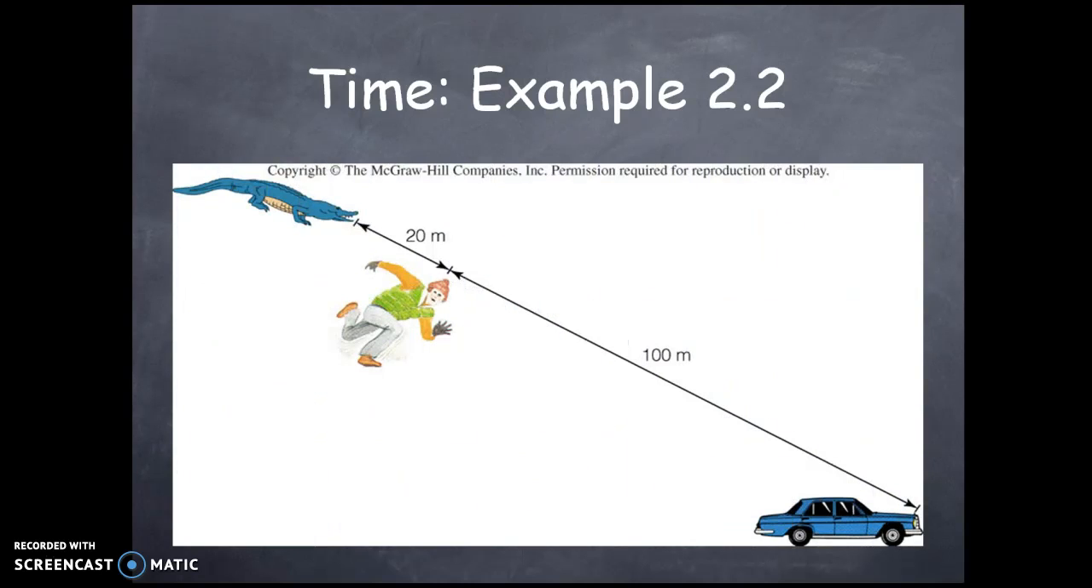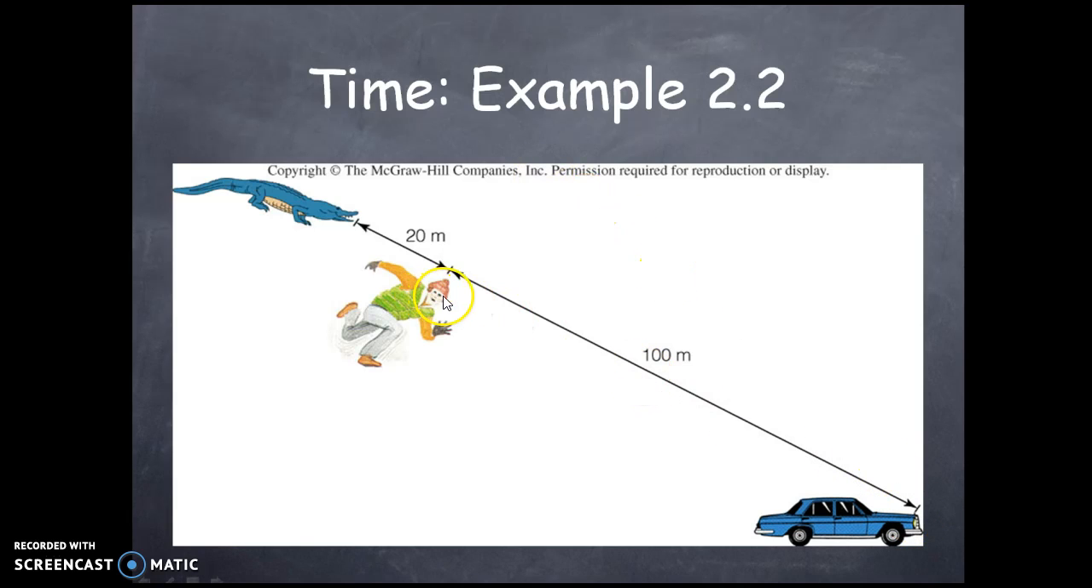So let's look at this picture right here. So your car is right here and you are standing 100 meters north of your car. And an alligator was 20 meters away from you. As soon as the alligator saw you, it started running towards you at a speed of 8 meters a second. That is quite fast. Then you started running at 5 meters per second to go to your car.